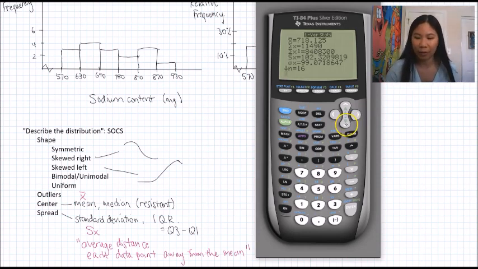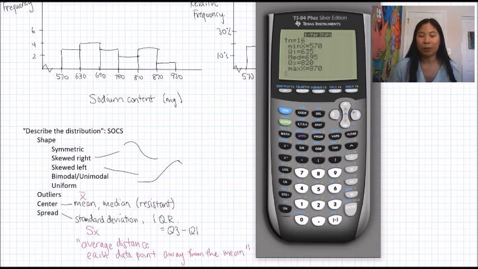If you scroll down on your graphing calculator, because there's actually more stuff, it'll tell you what the smallest number is, so that's the min, Q1. So you should know Q1 is the first quartile, it's the middle number from your smallest number up to your median. The median is 695, Q3 is 820, the max, biggest number, is 870. So if you needed to calculate your interquartile range, it would be Q3 minus Q1, 820 minus 635 gives us 185. So our interquartile range is 185.